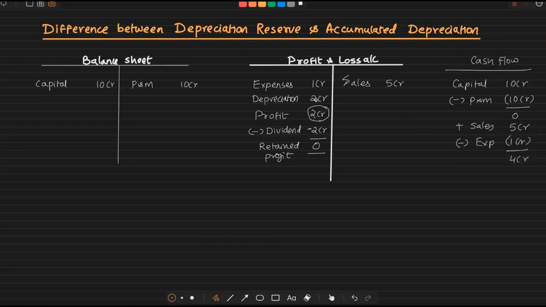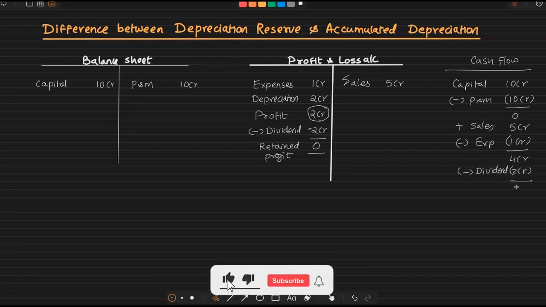So 0 plus 5 minus 1, I still have 4 crore. This depreciation is not a cash outflow, so I need not deduct that. It means I have cash of 4 crore. But of the cash 4 crore, if I had calculated in the traditional method, I would have concluded this 4 crore is the profit. But no, because of depreciation, thanks to that provision, I'm not going to declare the entire 4 crore. I'm going to declare and distribute only 2 crore as a dividend. So from this, let me pay dividend also 2 crore.